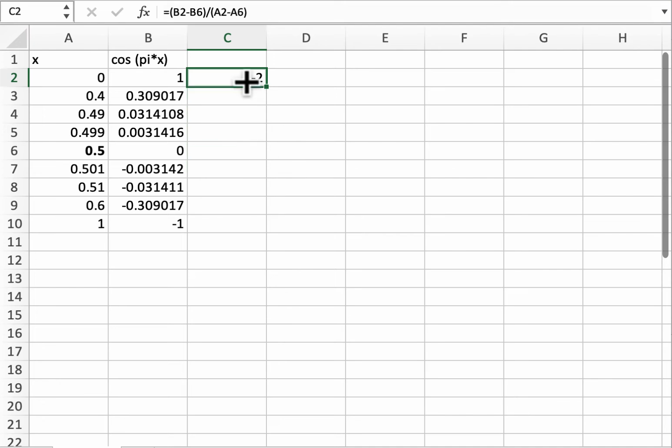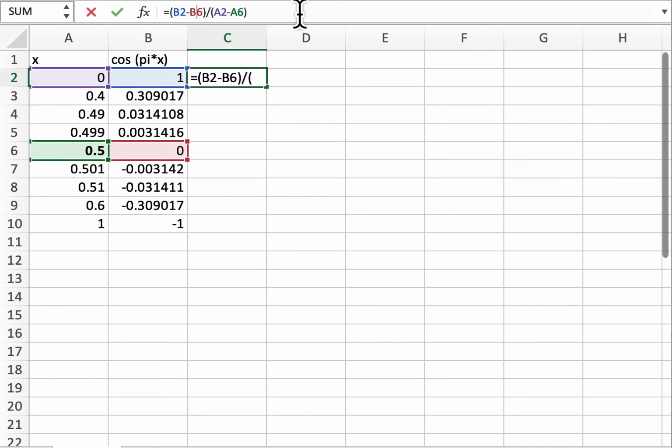And if I were to click here on this little green box and drag this formula down, it would give me the slope between (0, 1) and (1/2, 0) first, as -2. And then it's going to give me the slope between 4/10 and 0.309 and 0.501 and negative 0.003142. That's not what I want. What I want is to keep using this here. And so what I'm going to do is what's called absolute referencing. A6 and B6, I want them to stay put.